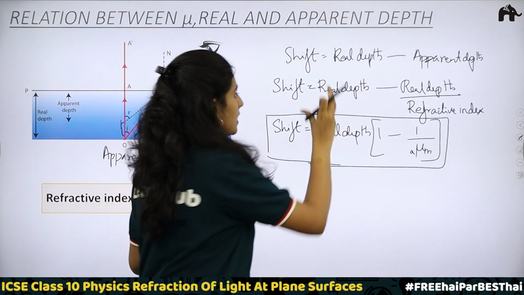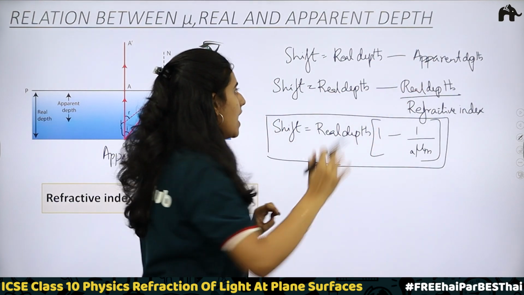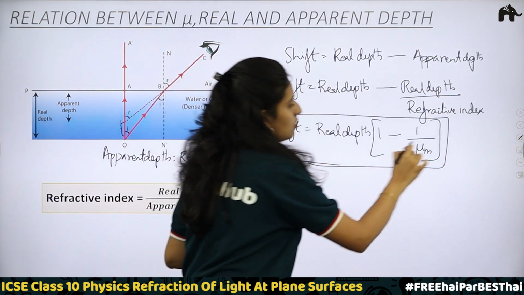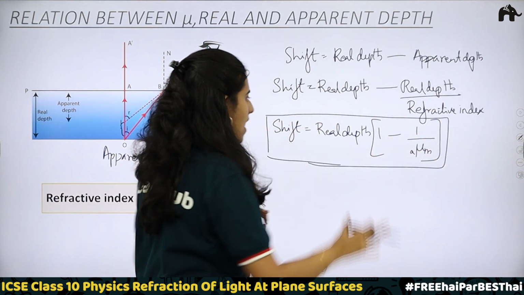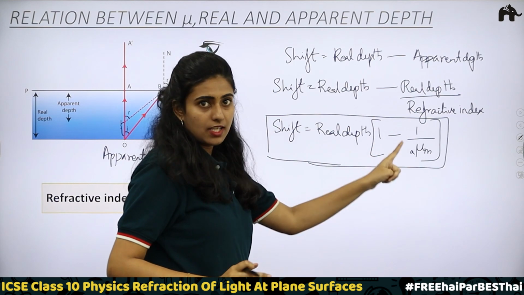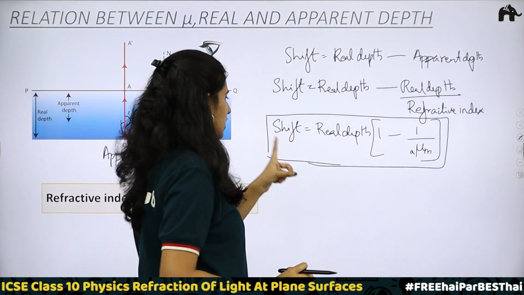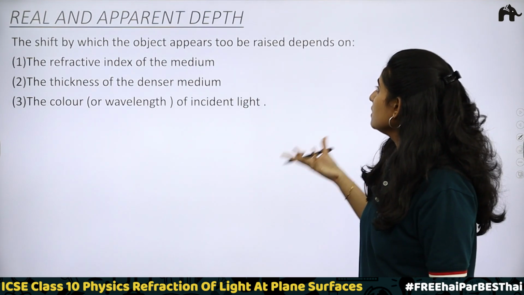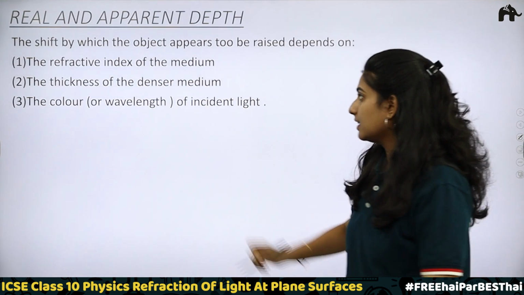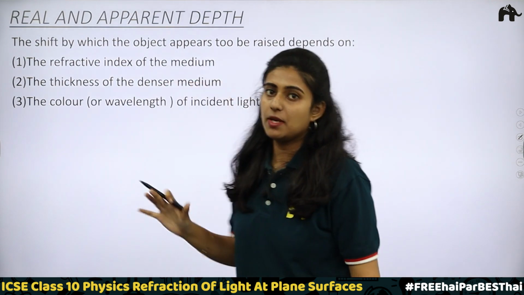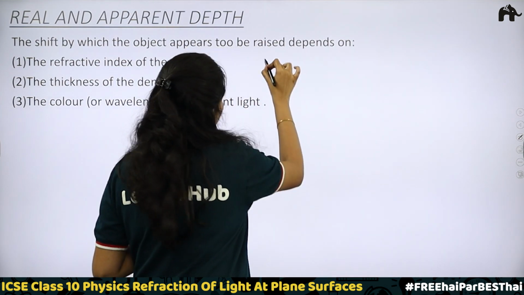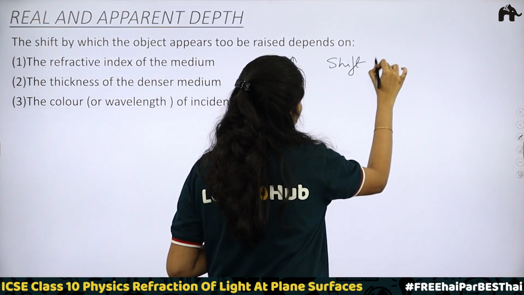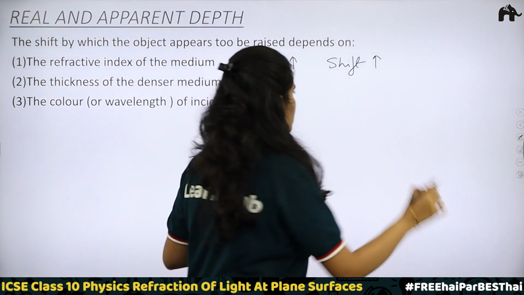Okay, so this is the relation to find shift. Either you can find real depth and apparent depth separately and then subtract apparent depth from real depth, or you can directly use this formula where you need to know the refractive index of medium and the real depth. Real depth into 1 minus 1 divided by refractive index will give you the shift. The shift by which the object appears to be raised depends on three important factors. First is the refractive index of the medium. When the refractive index increases, shift also increases.